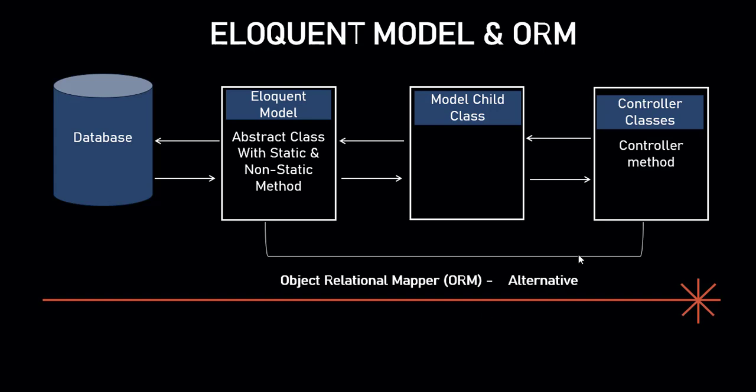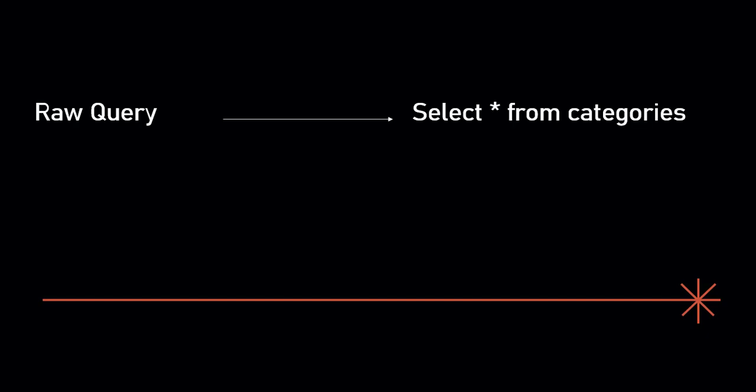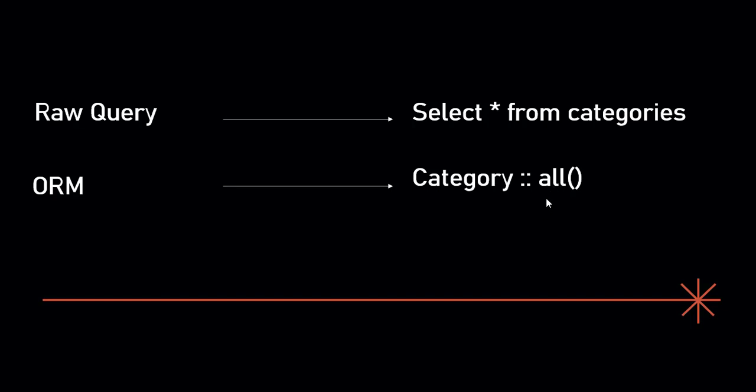Let's understand this with a simple example. Here we use the raw SQL query select * from categories to display all the data from the categories table. In the same way, we can use the child model class to display all the data from the categories table. Write Category, then call the parent model class static method all. Here, Category is the child model class and all is the static method inherited from the parent model class. This method displays all the data from the categories table, just like the raw SQL query.